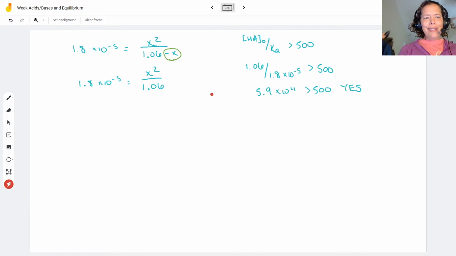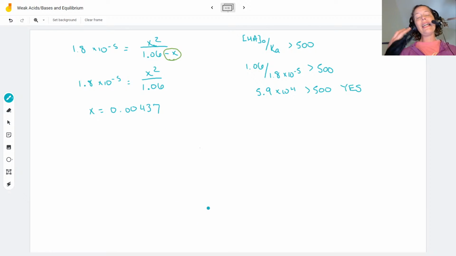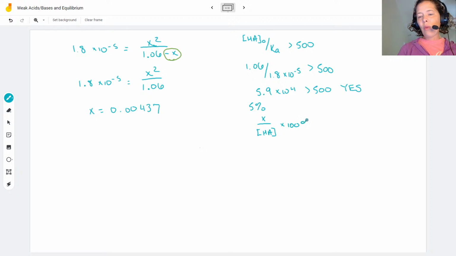Okay, so we still haven't solved for x yet. But this is trivial to solve for x. So let's solve for x. So x at this point is 0.00437. Okay, so that is solving for x. And let's go ahead and run our 5% rule just to make sure that our approximation is correct. So that is going to be your value of x over your initial concentration times 100%. This should be less than 5%.